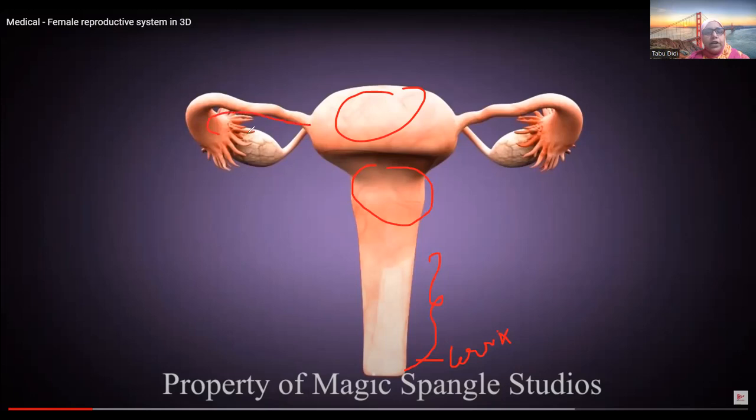These are the fallopian tubes. They are also known as oviducts, which will carry the egg from the ovaries and bring it into the uterus, this muscular bag-like structure, and they will try to implant it over here. This egg, if fertilized, will become a zygote, and the zygote develops into the embryo. The embryo further develops into the baby, the fetus.